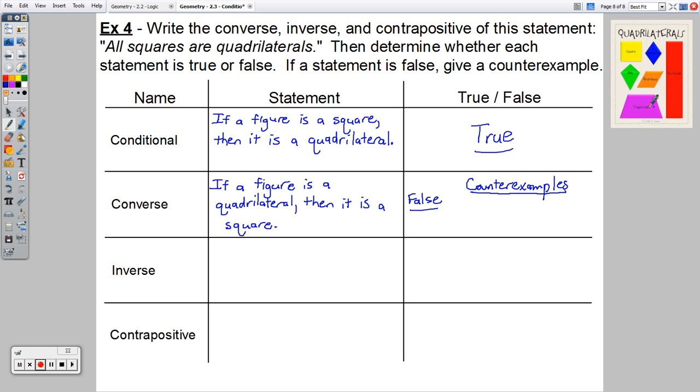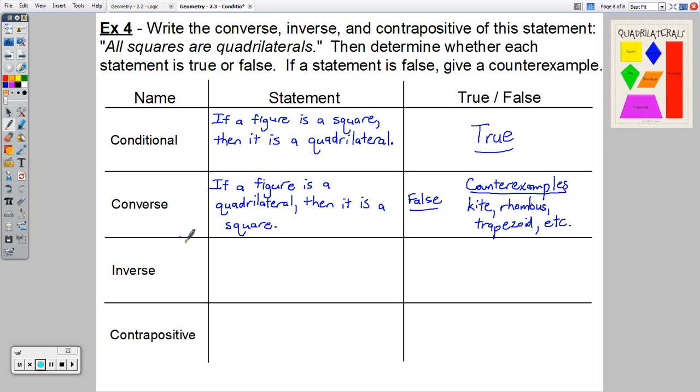This is a quadrilateral, a trapezoid. However, it's not a square. A rhombus, that's a quadrilateral, but it's not a square. Rectangle, quadrilateral, not a square. We could list any one of those things other than square as counterexamples. So I could say a kite, I could say a rhombus, I could say a trapezoid, I could say more things than that. So I'll write etc. there. If it says give a counterexample, you really only would have to give one, but I'm giving you multiple options there.